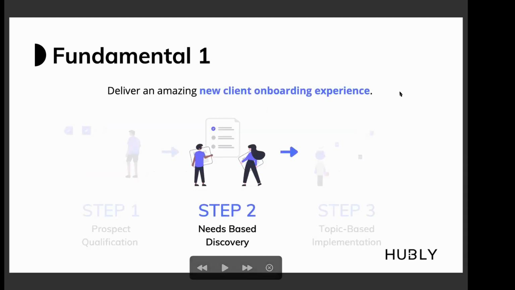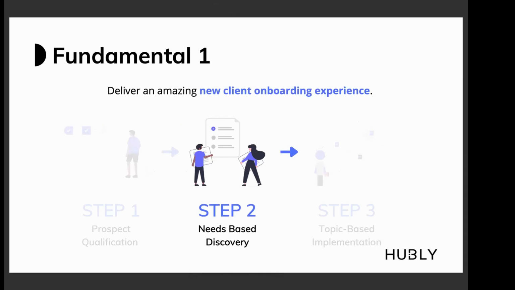Once you've improved how you qualify prospects, we recommend a needs-based discovery. What I mean by this is, we found a lot of the advisors we work with really complicate the discovery process for their clients. You've got to know that finance is complicated and clients are intimidated by their finances. That's why they're coming to work with you.